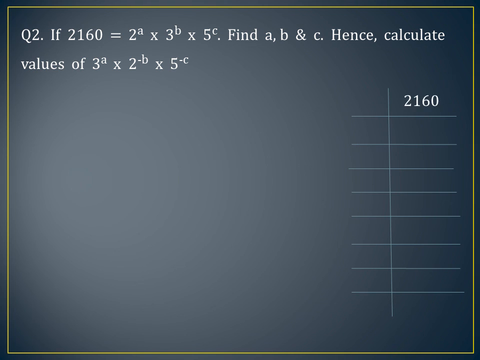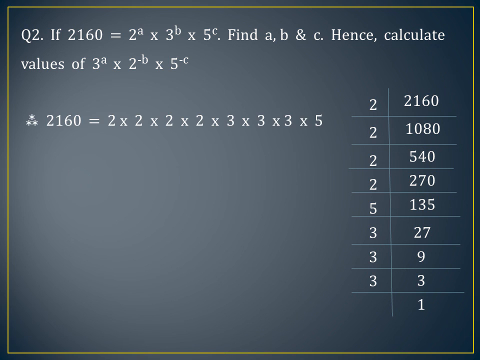So we'll begin by finding the factors of 2160 by the prime factorization method. Now in this method, we have to find the factors of any given number using only the prime numbers. So in this case, they have already told us that they want the factors in terms of 2, 3 and 5 only. So the factors, if we find out, are 2 into 2 into 2 into 2 into 3 into 3 into 3 into 5. So that is 2 raised to 4 into 3 raised to 3 into 5 raised to 1. So our values of a, b and c are: a is 4, b is 3 and c is 1.